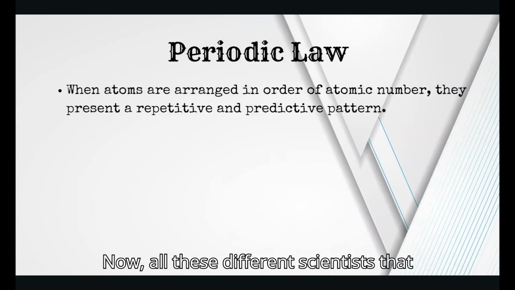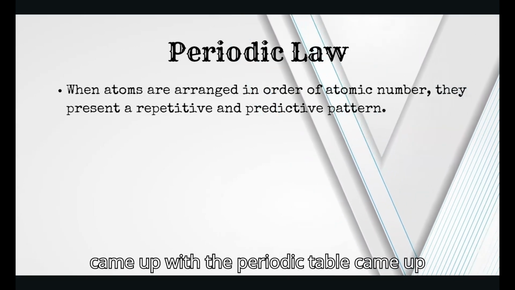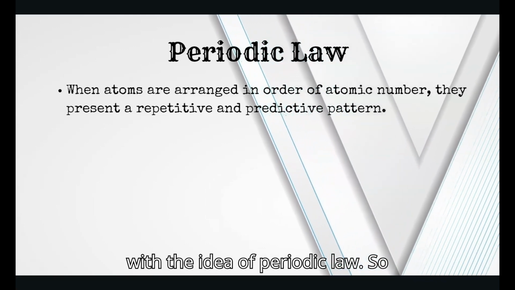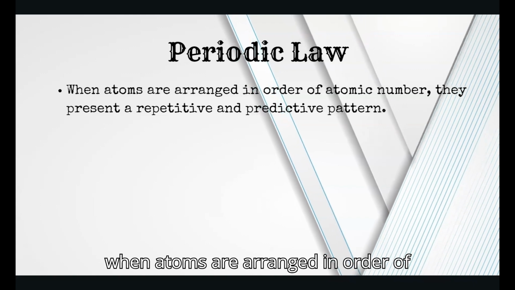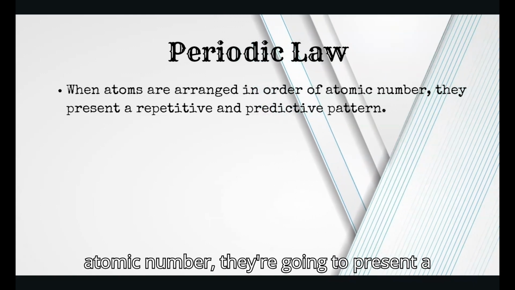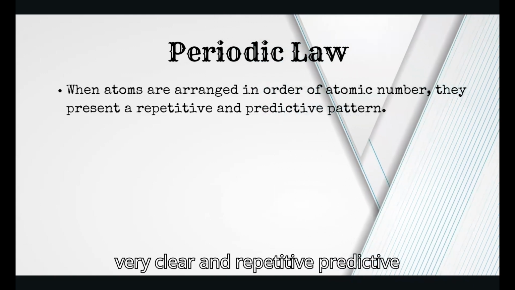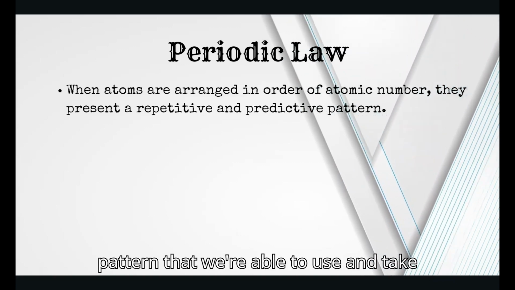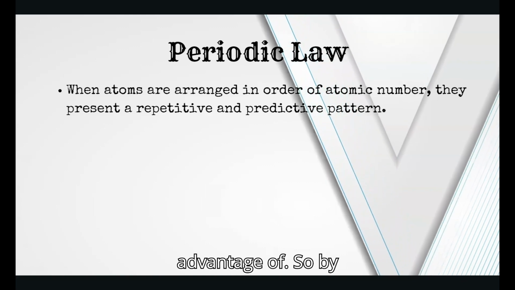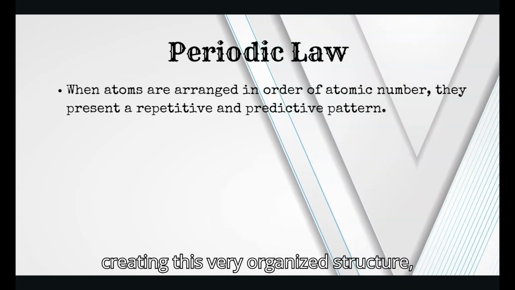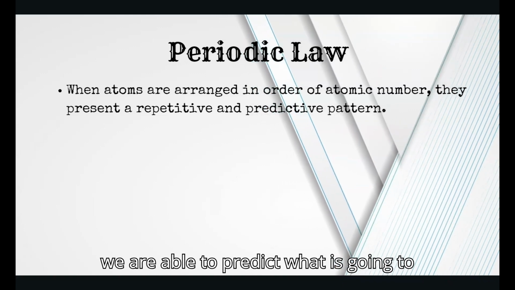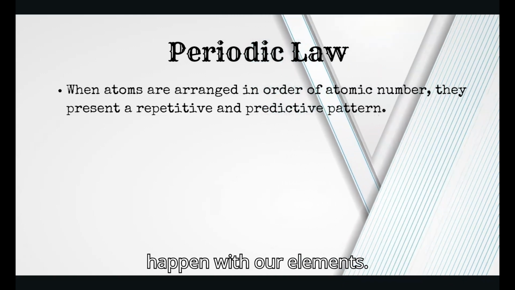Now, all these different scientists that came up with the periodic table came up with the idea of periodic law. So when atoms are arranged in order of atomic number, they're going to present a very clear and repetitive predictive pattern that we're able to use and take advantage of. By creating this very organized structure, we are able to predict what is going to happen with our elements.